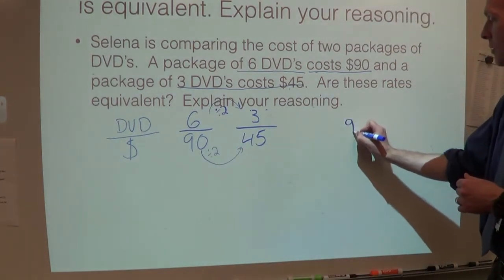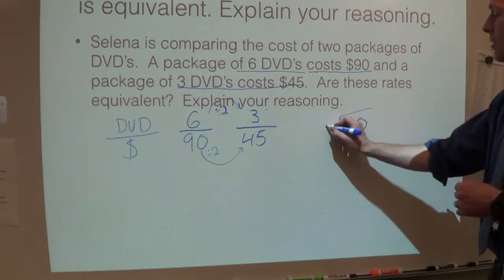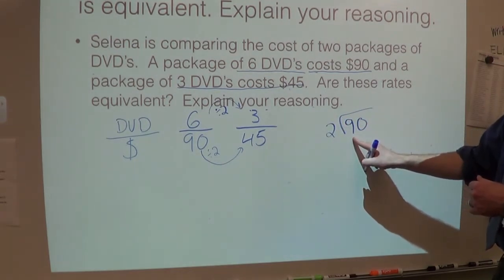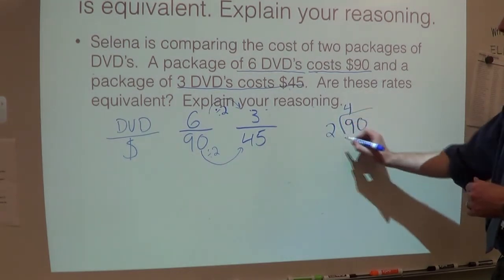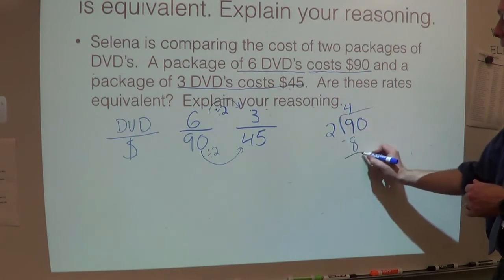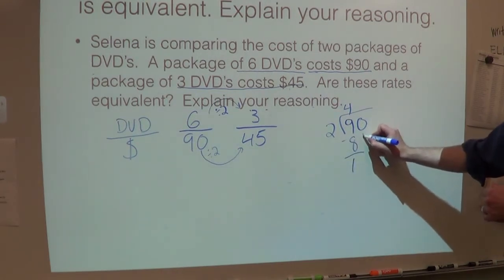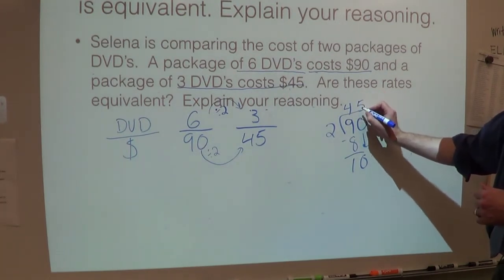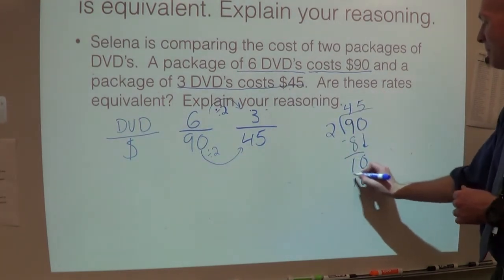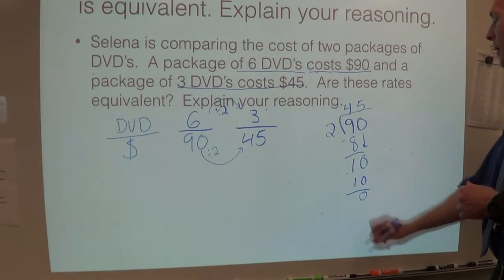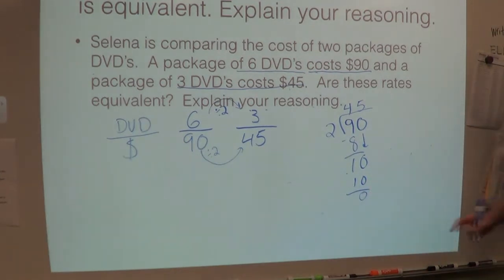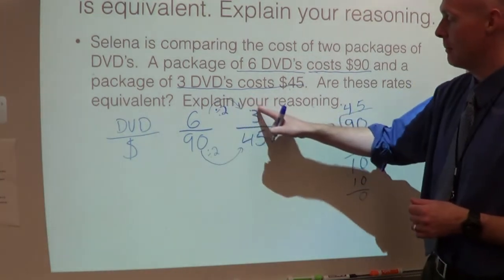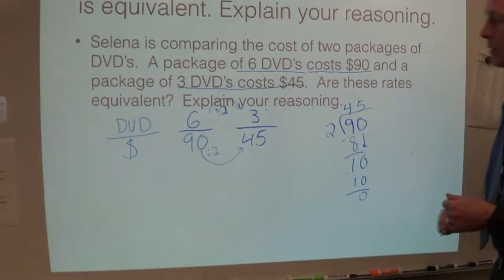Over to the side, I'm going to do 90 divided by 2. 2 goes into 9 4 times. 4 times 2 is 8. Subtract, we are at 1. We are going to drop that down. 2 goes into 10 5 times. Ooh, looks pretty good. 2 times 5 is 10. Subtract, we are at 0. So in fact, yes, it does work. 6 divided by 2 is 3. 90 divided by 2 is 45.